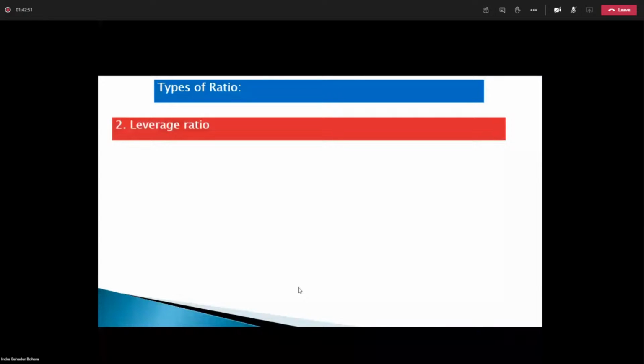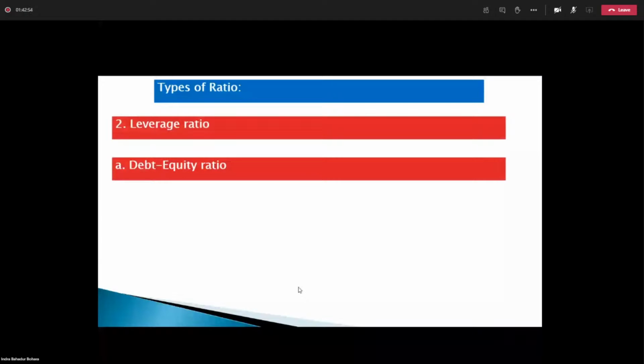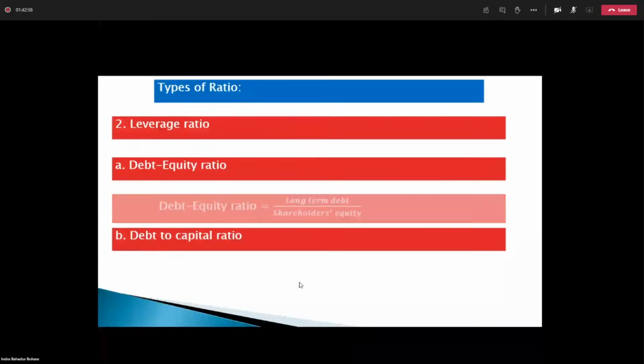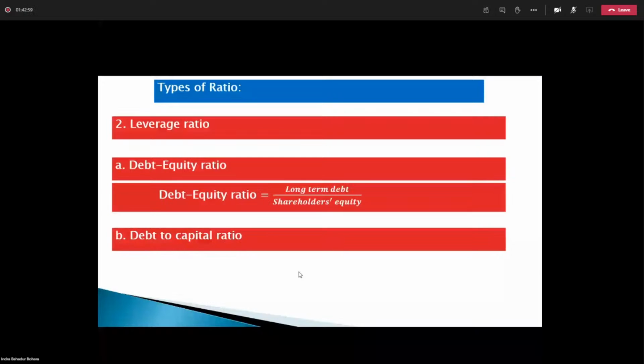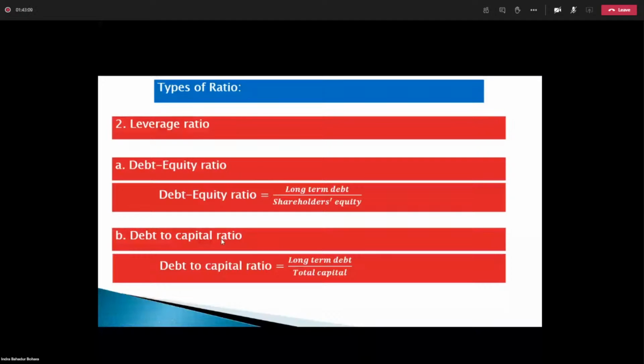So the formula of leverage ratio, then we do practice from the exercise. Debt equity ratio: debt, long-term debt, in numerator, and equity means shareholders equity, that is second factor in the denominator. Similarly, debt to total capital ratio: debt is long-term debt, which is first factor in numerator, capital or capital employed, whatever, that is in denominator, that is second factor. So debt equity ratio and debt to capital ratio are the two ratios under the leverage ratio.